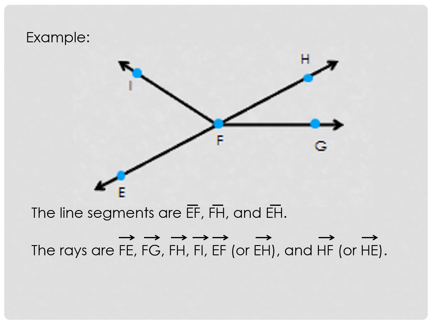Now, what else have you observed on the illustration? Do you find any opposite rays? Yes, right. The opposite rays are ray FE and ray FH, since they have a common point, which is point F. Very good, learners.